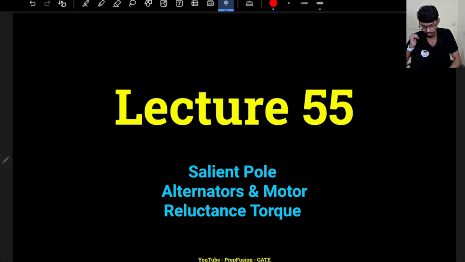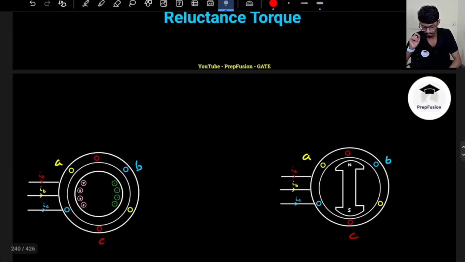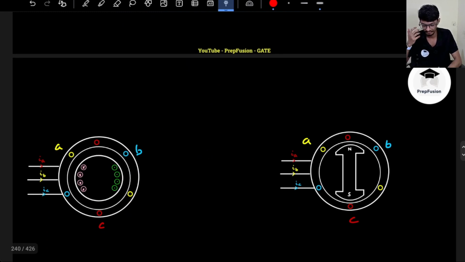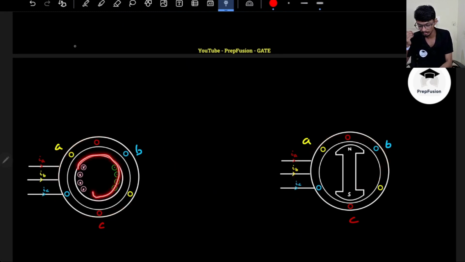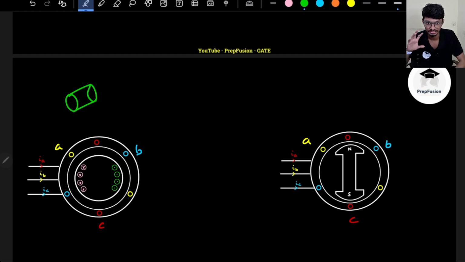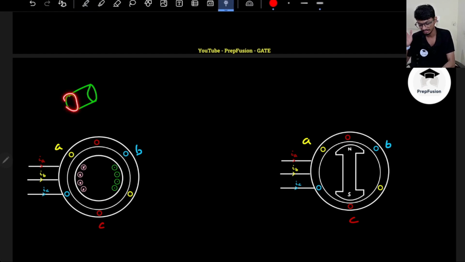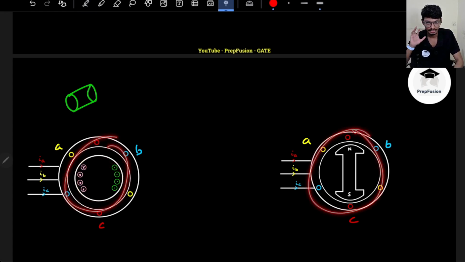Okay, so in salient pole, what is the difference between cylindrical and salient? Why is it called cylindrical? Because the shape is something like this. You are just seeing the side view, but actually in 3D it's just a cylinder, where each side is a circle. So that's how a cylinder shape is made. So this is a cylindrical rotor, this is a salient pole rotor.